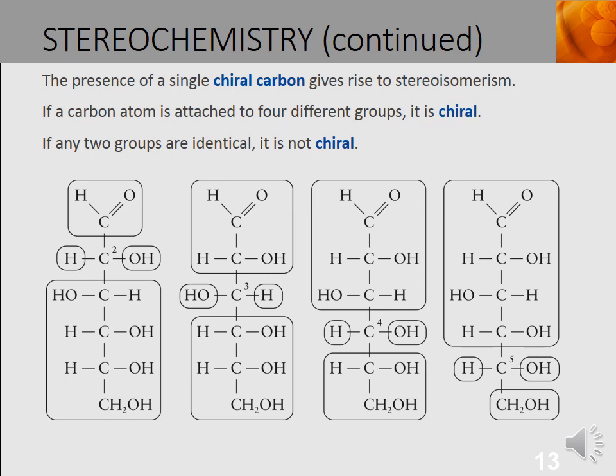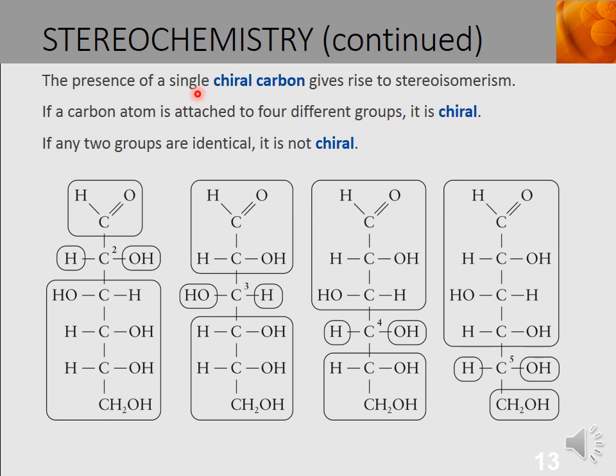Now, stereochemistry of carbohydrates continued. The presence of a single chiral carbon gives rise to stereoisomerism. If a carbon atom is attached to 4 different groups, it is called chiral. If any 2 groups are identical, it is not chiral.